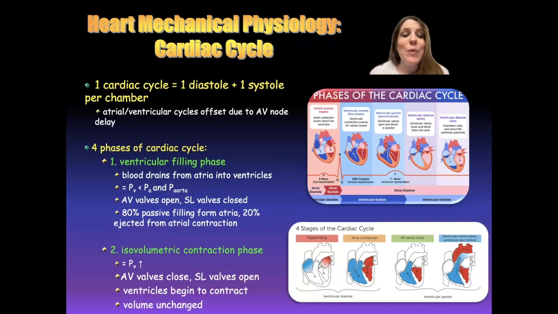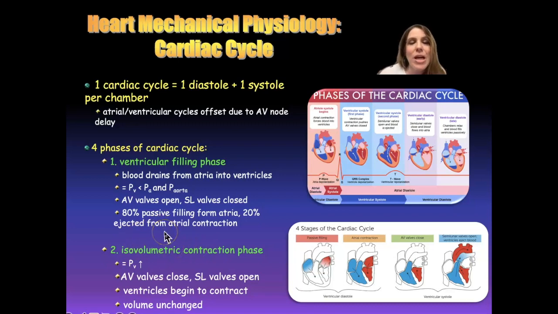Okay, I think at this point we're ready to go on to the second phase of the cardiac cycle, called the isovolumetric contraction phase. Let's break that down. Iso means same, volumetric refers to the volume. So we're going to have the same volume. We're not changing volumes. And this is also a contraction phase, so we're going to be dealing with contraction of the ventricles.